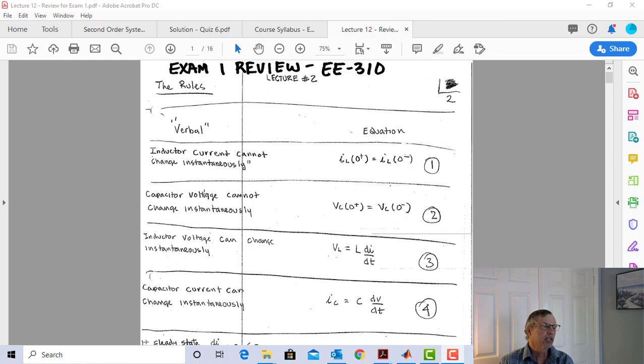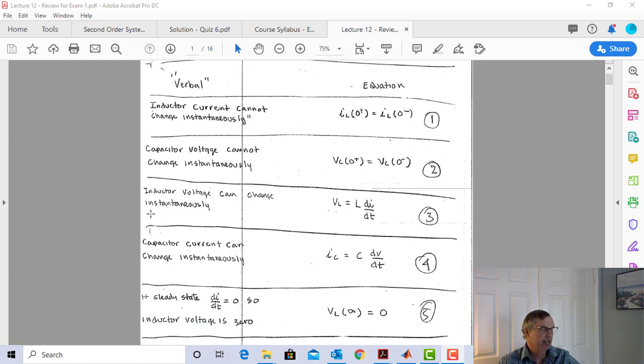So similarly for the capacitor, voltage cannot change instantaneously at t equals 0. So we say that Vc of 0 plus is equal to Vc at 0 minus. Now we've talked about two cannots. Let's talk about two cans now.